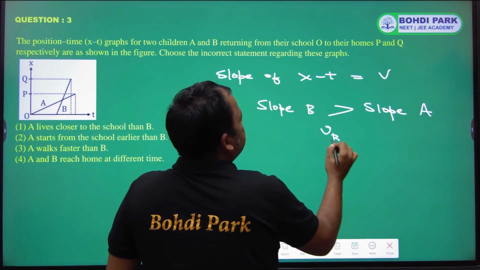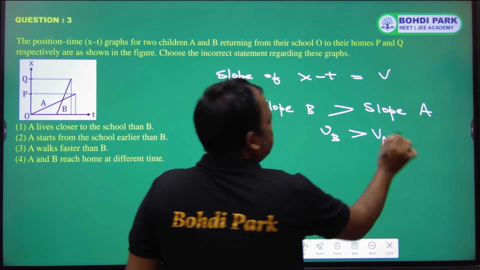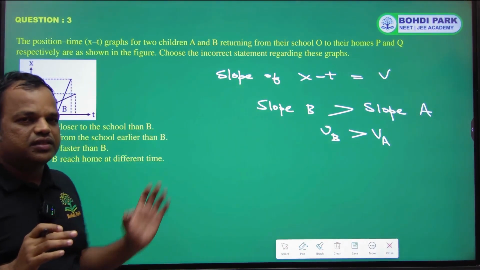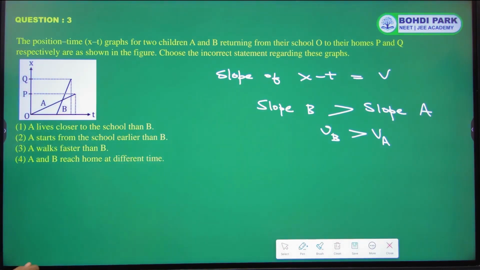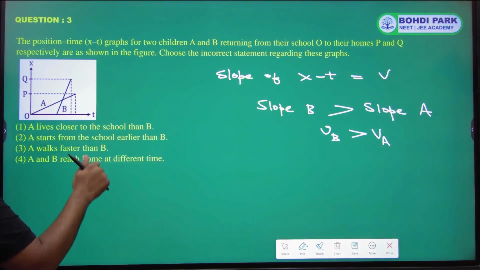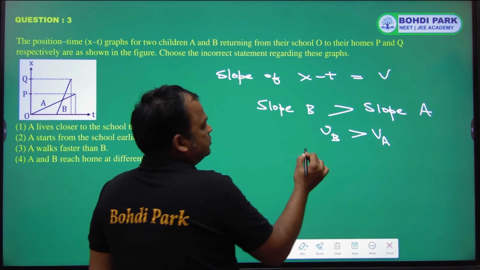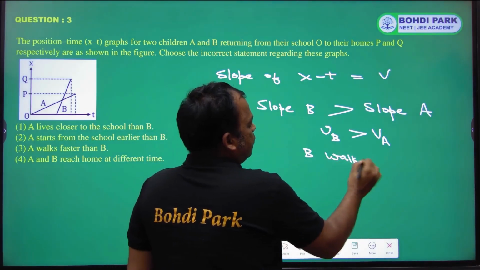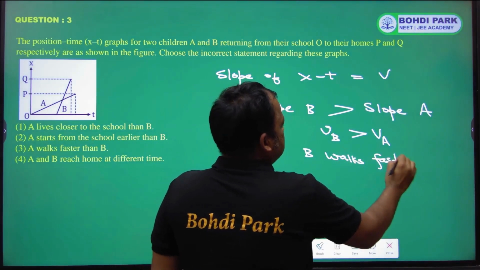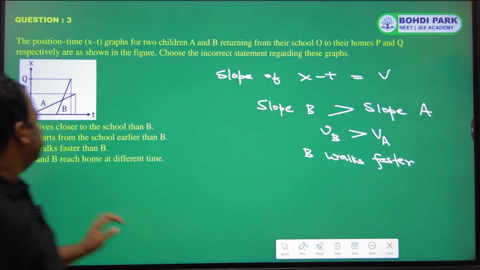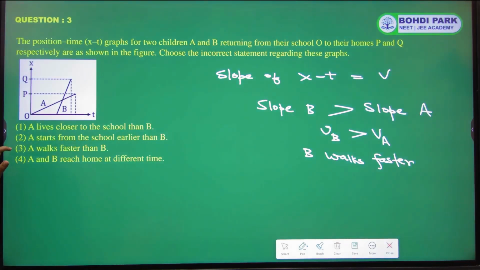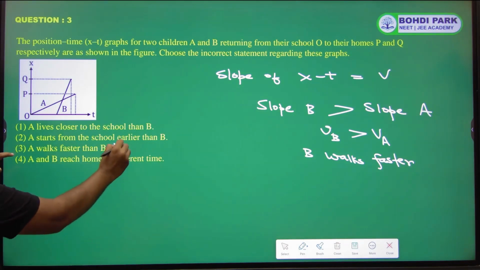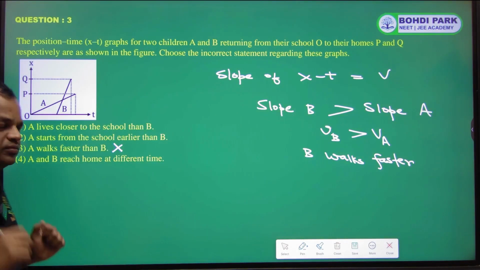So velocity of B is more than velocity of A. This is one piece of information we are getting. So B walks faster. So the third option is wrong. We got the answer.